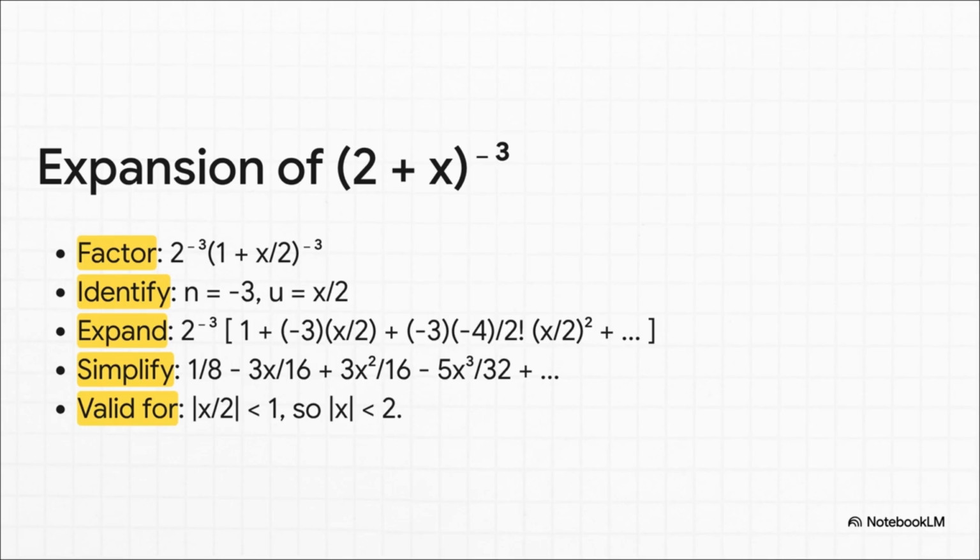Now for the expansion part. We just plug those values into the standard series formula. And the final step, simplify. That 2 to the -3 becomes 1/8, and we multiply that through. And this is super important. We have to state when this whole thing is valid. That's not just extra credit. It's a crucial part of the answer.